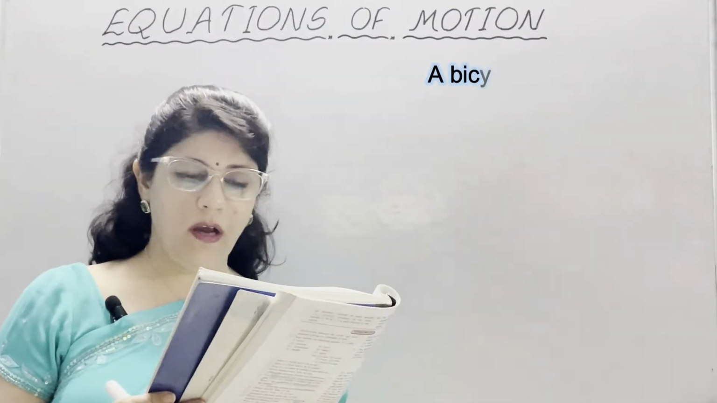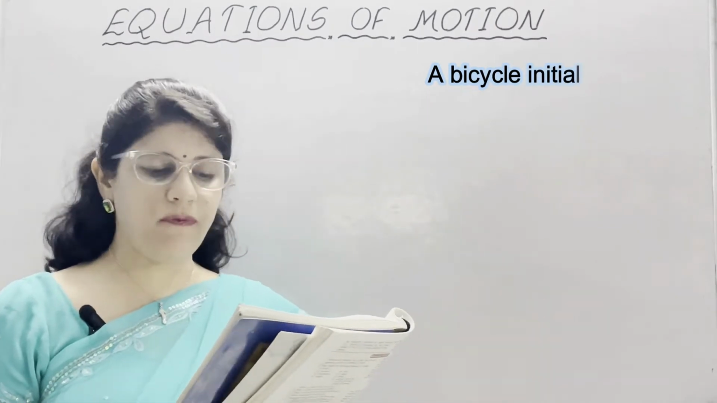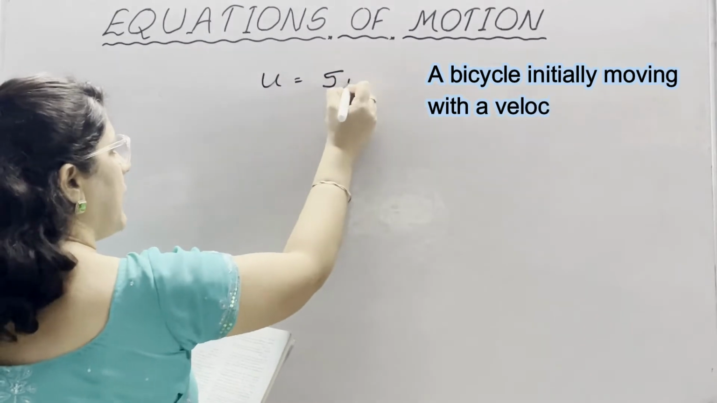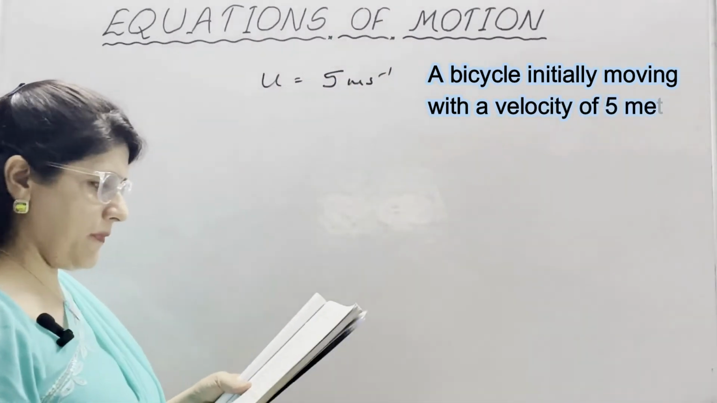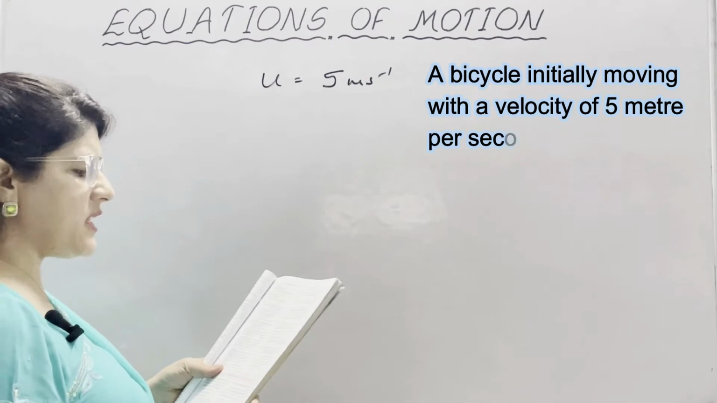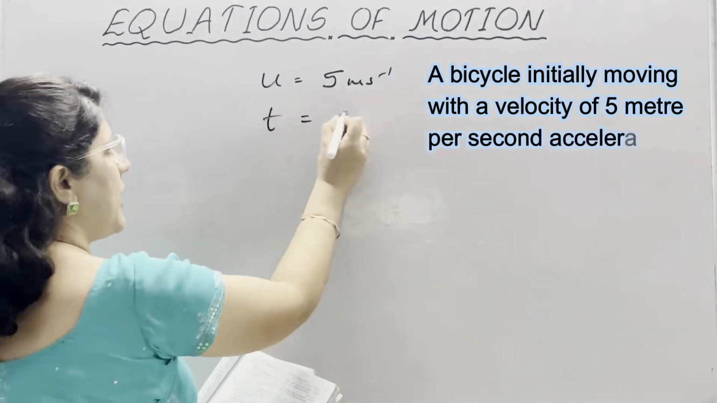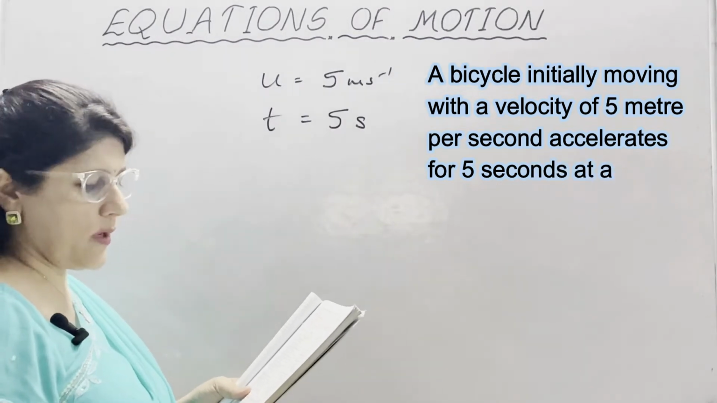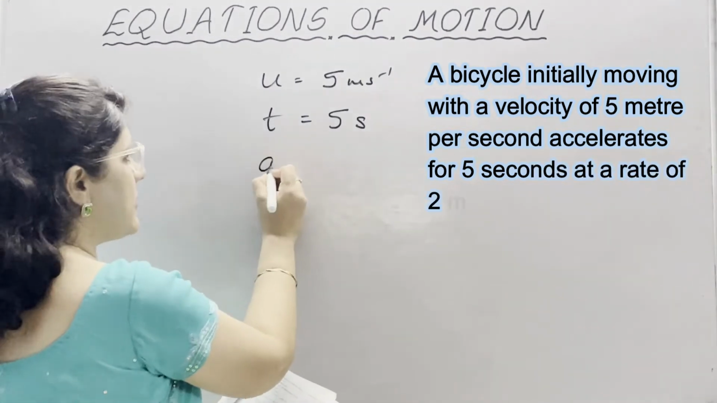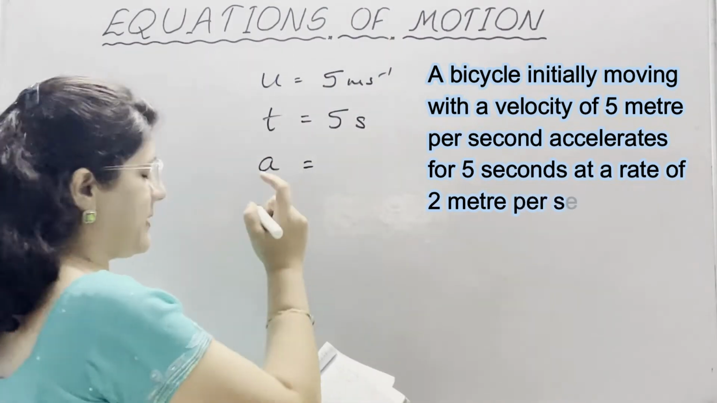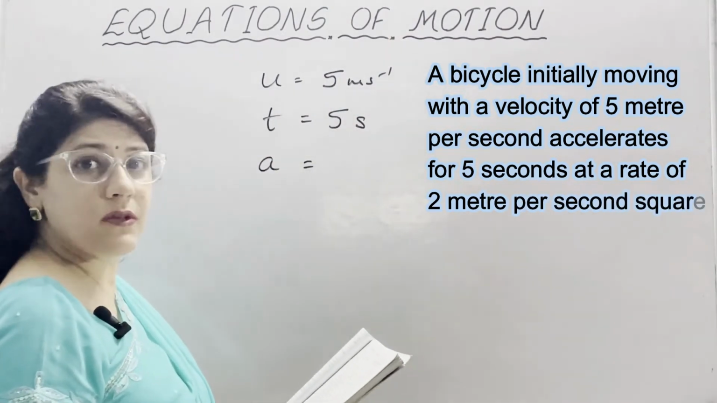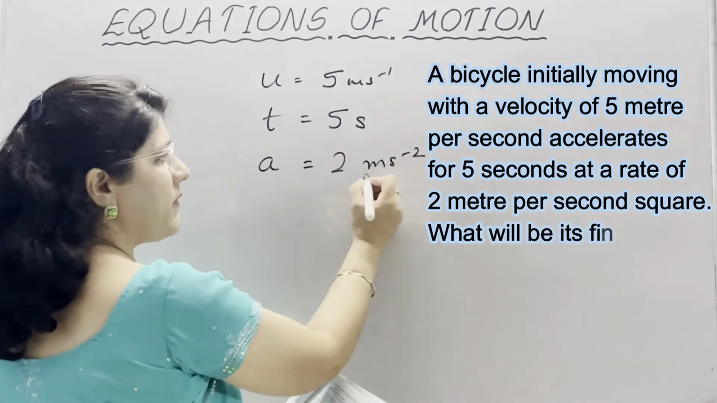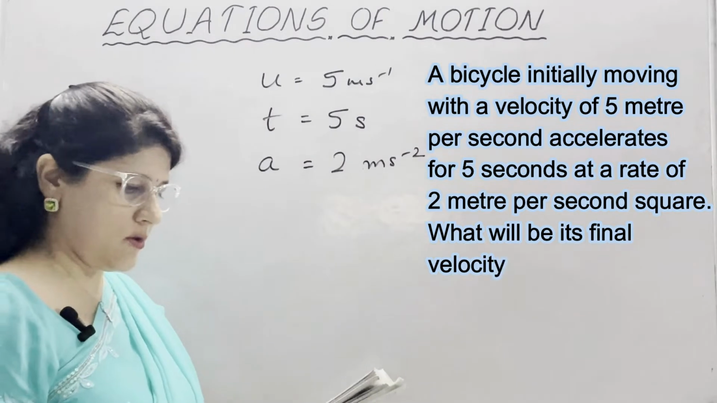Now in the next numerical, a bicycle initially moving with a velocity 5 meter per second. So initial velocity u is given as 5 meter per second. Now next, accelerates for 5 seconds. It means time is given as 5 seconds, at a rate of 2 meter per second square. Rate of change of velocity is acceleration. You can identify this with the help of the SI unit. It is given as 2 meter per second square. Whenever meter per second square is given, this is your acceleration.